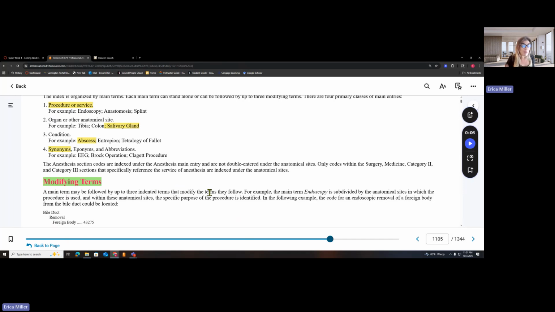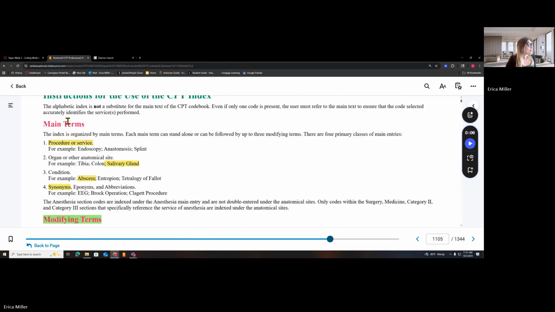The index is going to give you a single code, and as a recommendation, go look at this and see if this fits what you're looking for. That is basically what your index does. Okay, so there are four ways that you can look up in your index.